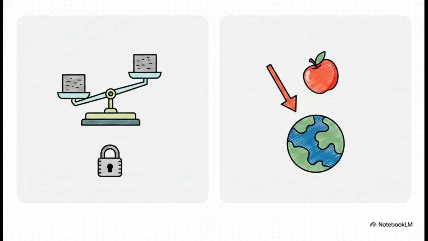But on the right, we have weight. And weight is an actual force. Specifically, it's the force of gravity acting upon that mass. And because it's a force, it's measured in newtons. Crucially, it is highly variable depending entirely on the local gravity.